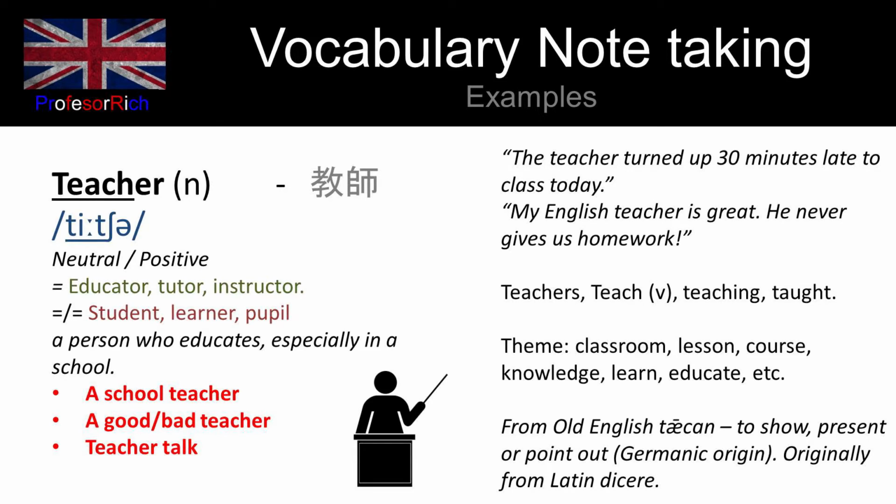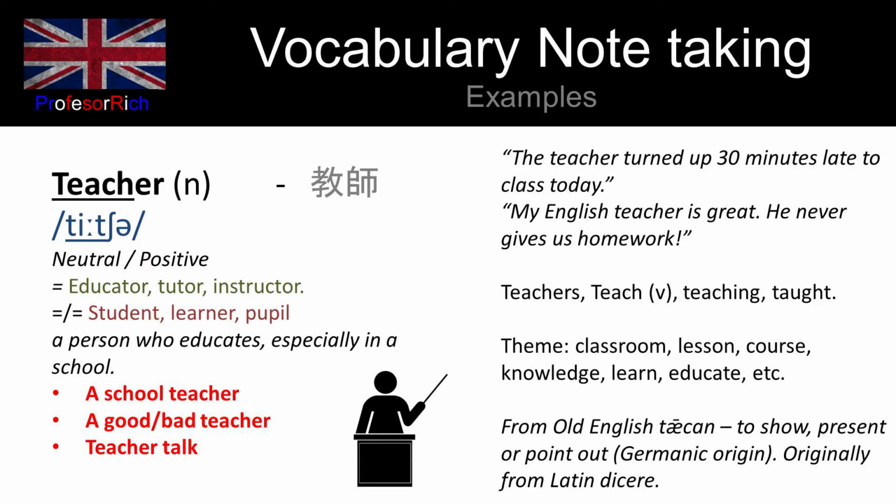So neutral is the formality, that teacher is not a formal or informal word. And then I've got positive because the word teacher has a positive connotation in society. When someone says teacher, they think of it in quite a positive way, normally, I think. Then I have a list of synonyms, educator, tutor, instructor. I have a list of antonyms, student, learner, pupil. You can see that sometimes the idea of these being opposite is not as obvious as it seems.